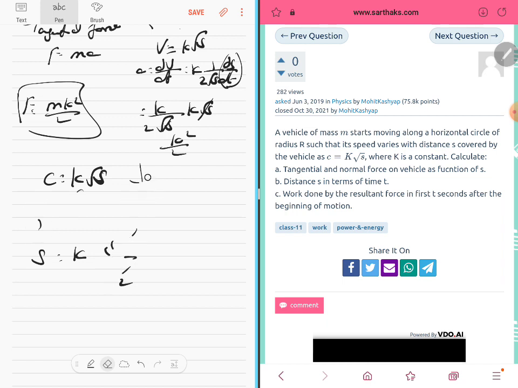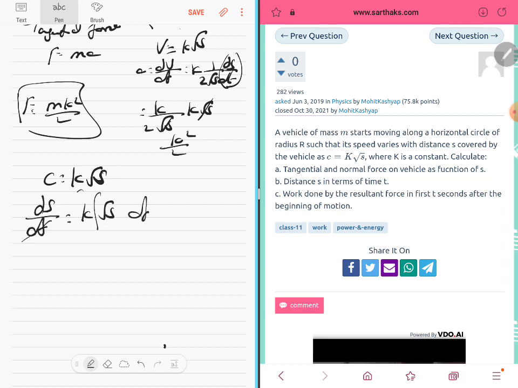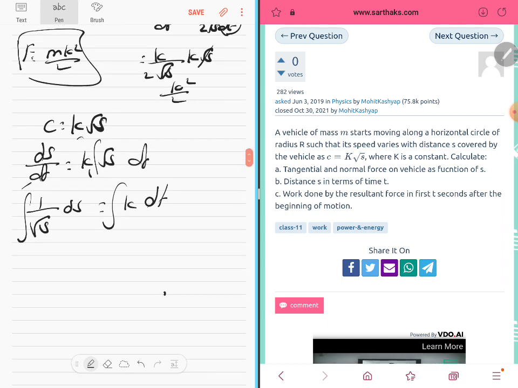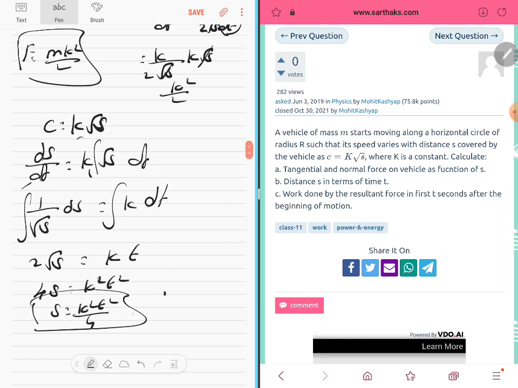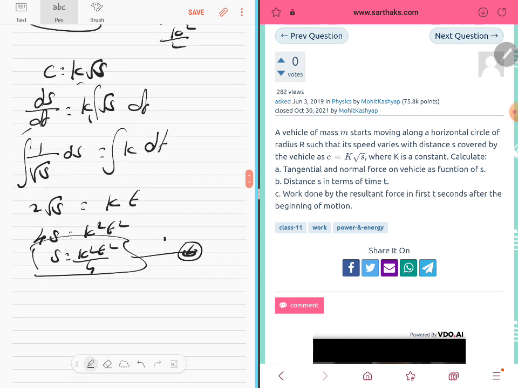You have to do it as variable separable, because ds by dt is equal to k into root s. How can you take dt that side and integrate like this? Because there's a t here and this is s, so you have to bring variable separable, as you all know from mathematics: 1 by root s into ds is equal to k into dt. So when you integrate, it's 2 root s is equal to k into t. Squaring both sides, 4s is equal to k square t square, and s is equal to k square t square by 4, and that will be the distance, the answer in terms of t.